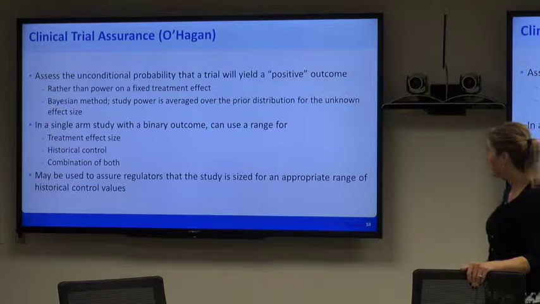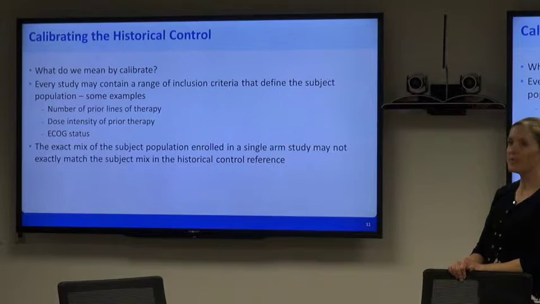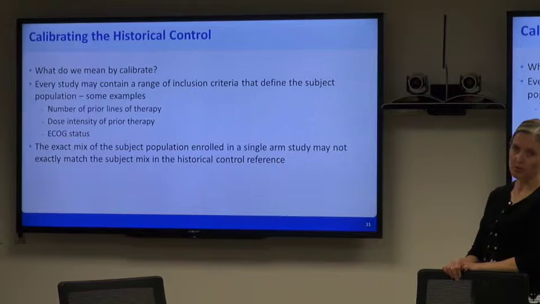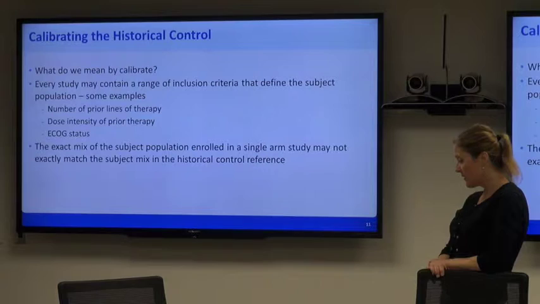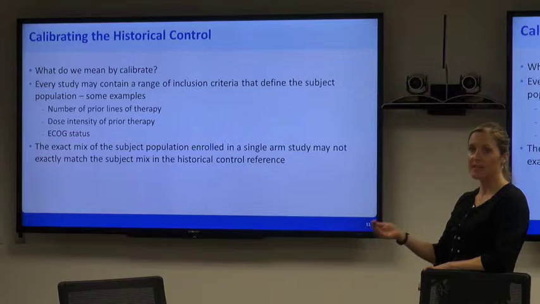Okay. So now you have a point estimate and some confidence interval for your historical control. You've designed the study, you've run the study, collected the data, and now you need to calibrate your study results to the historical control. And what we mean by this specifically is to dial in your historical control estimate to the mix of patients you actually had in the study population.